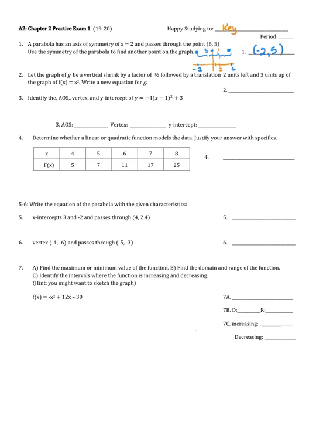Now, let the graph of g be a vertical shrink by a factor of 1/2, followed by a translation 2 units left, and then followed by 3 units up of this graph. All right, since the shrink is vertical, it goes on the outside. So that would be 1/2 f of x, so that would become 1/2 x squared. Then followed by a translation 2 units left. Left is in the negative direction, and that's horizontal.